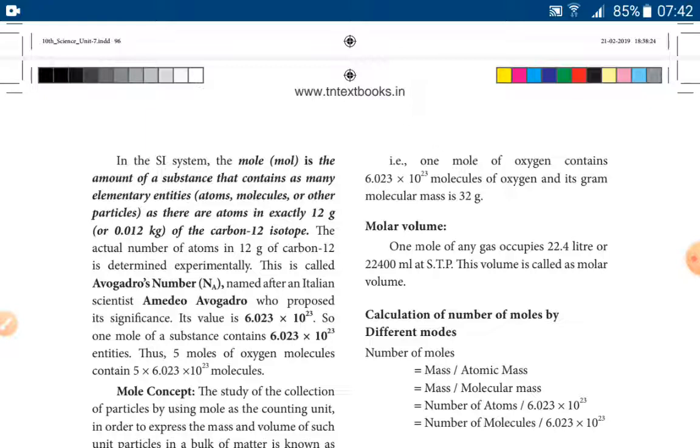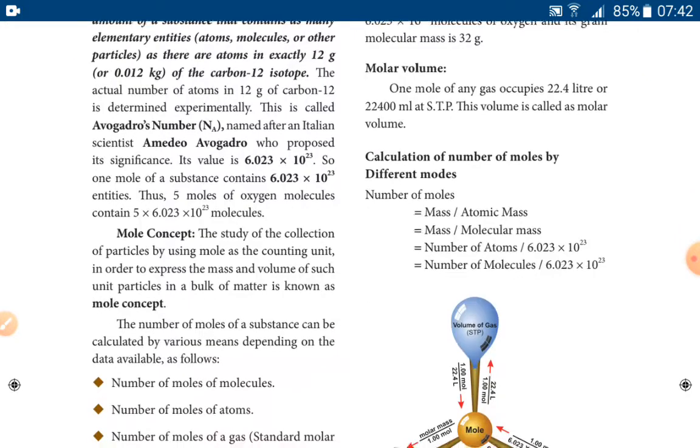This is the value of the Avogadro number, and one mole of a substance always has 6.023 into 10 power 23 particles or molecules. Suppose 5 moles, what does it mean? 5 moles of oxygen molecules contain 5 into 6.023 into 10 power 23. Suppose 2 moles of nitrogen molecules, 2 into 6.023 into 10 power 23. So you have to multiply by the given number of moles to get the number of molecules.